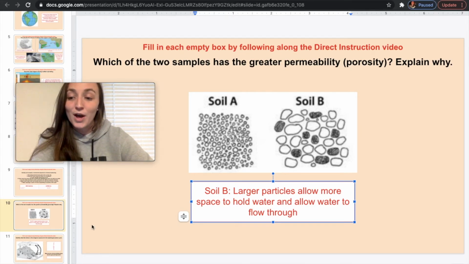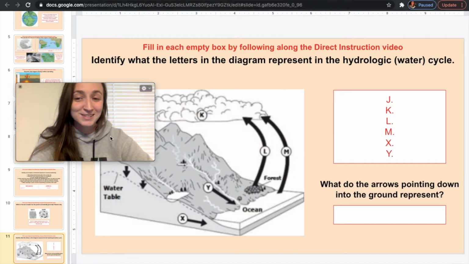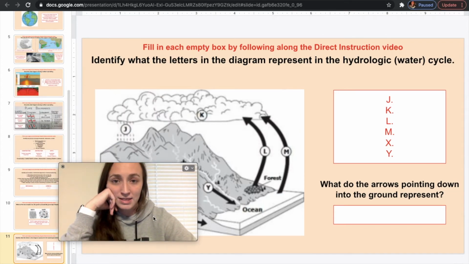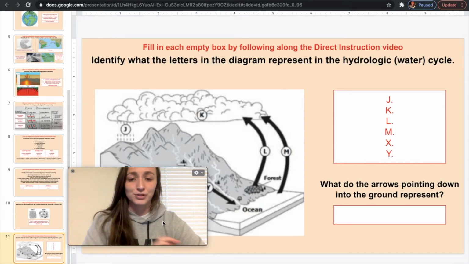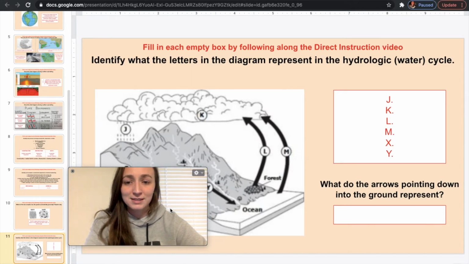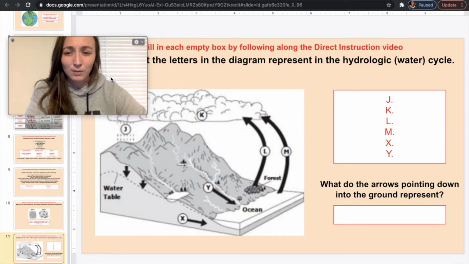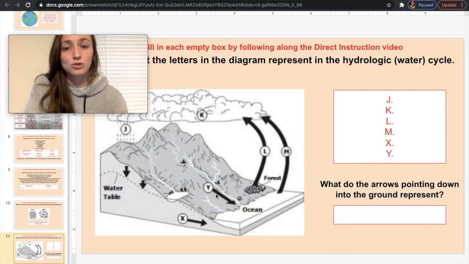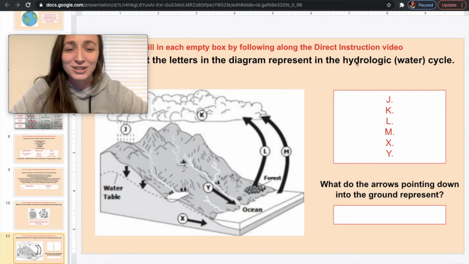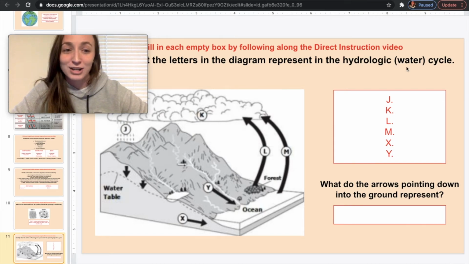A. Okay, final slide. The last thing we talked about in this unit is that gorgeous water cycle. So what I want you to do for this, look at that cycle. It's not really labeled, but we've labeled each part with a letter. So we're going to say what each letter in the hydrologic, which is just a fancy way of saying water, cycle represents.